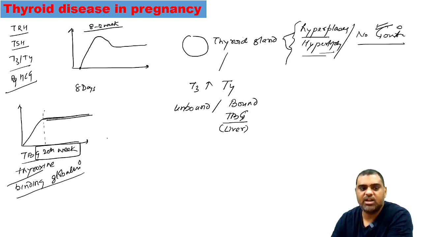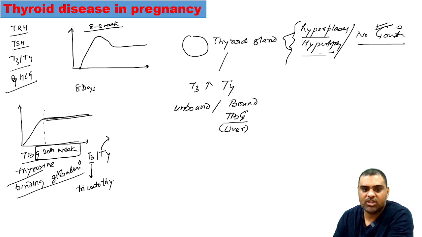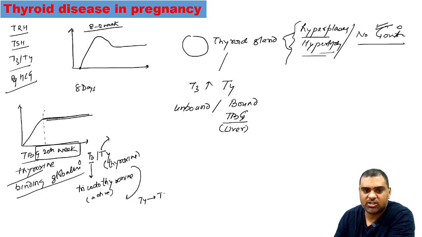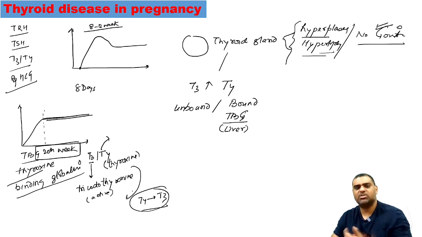This thyroxine binding globulin binds with T3 and T4. What is T3 and what is T4? T3 is triiodothyronine. This is the active form, and this is the thyroxine. T4 is converted into T3 for action. This you all know, I think. You must have read it in physiology.